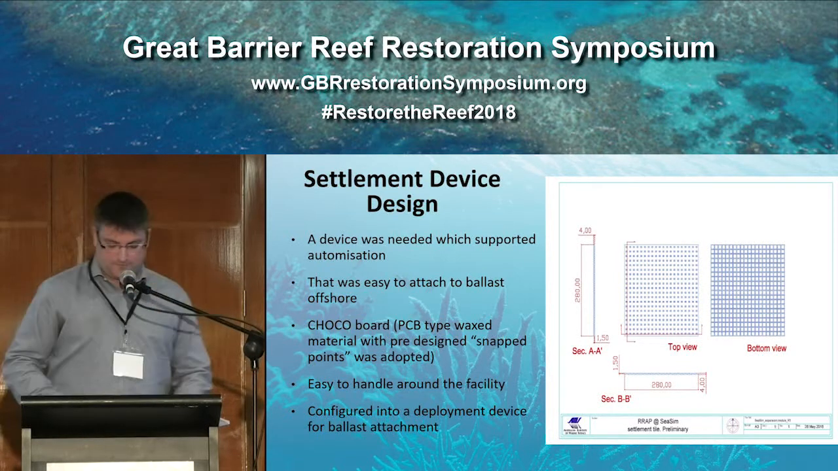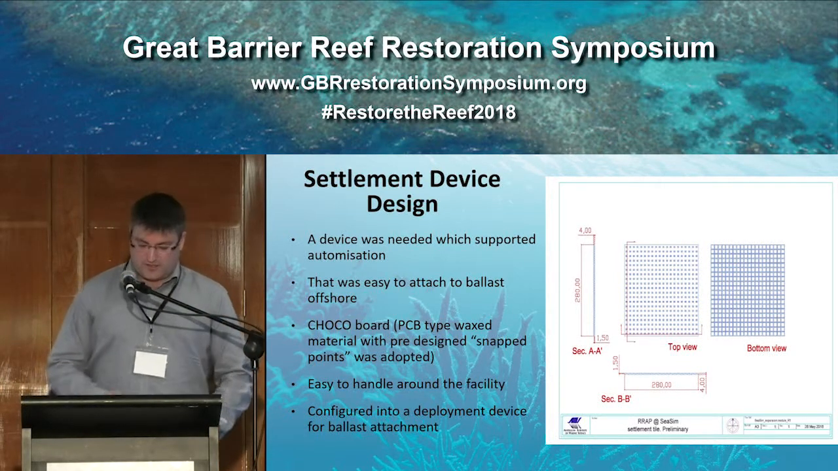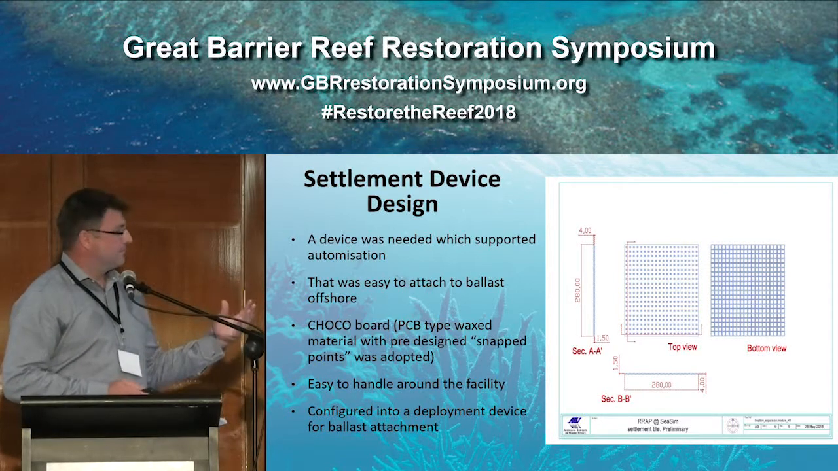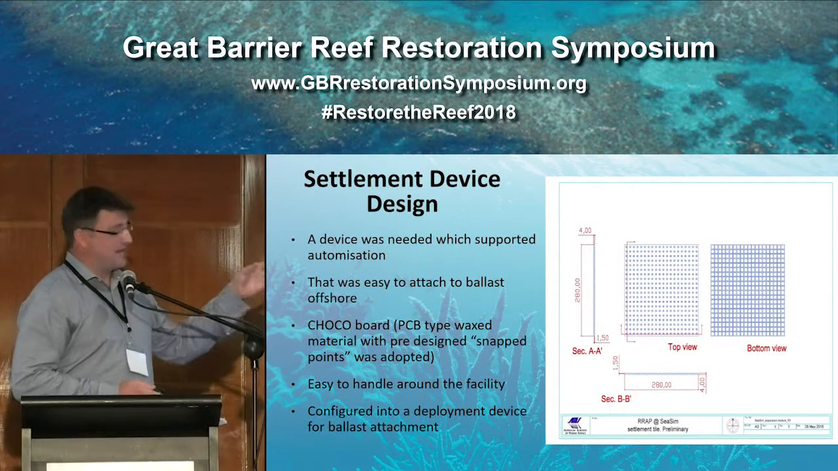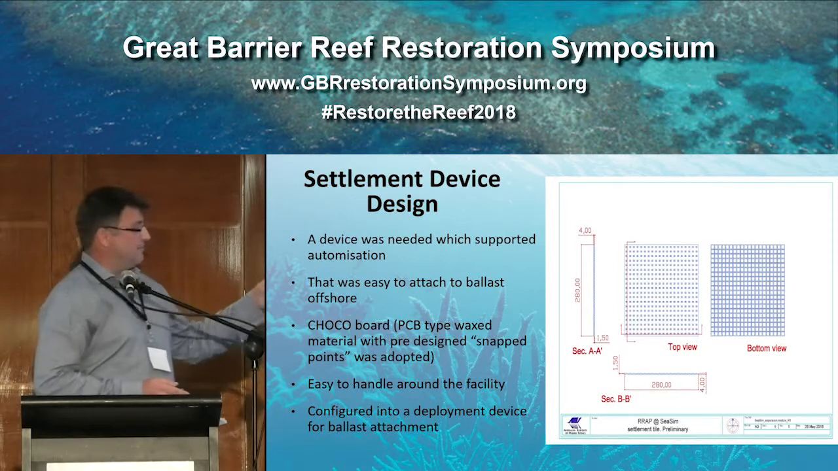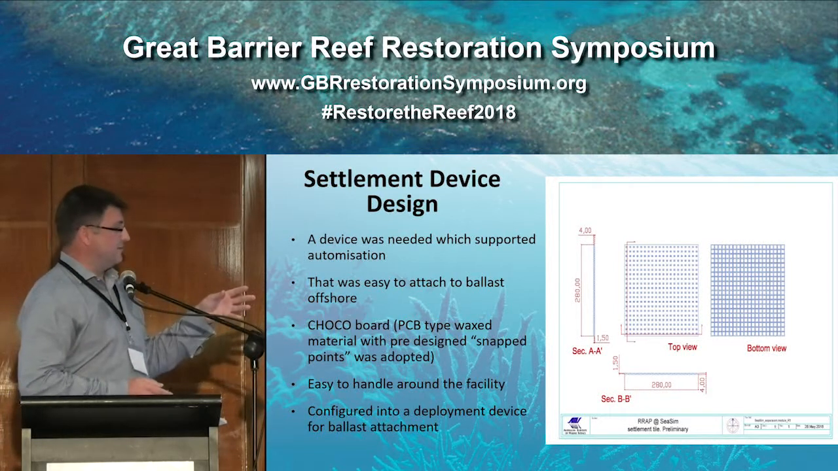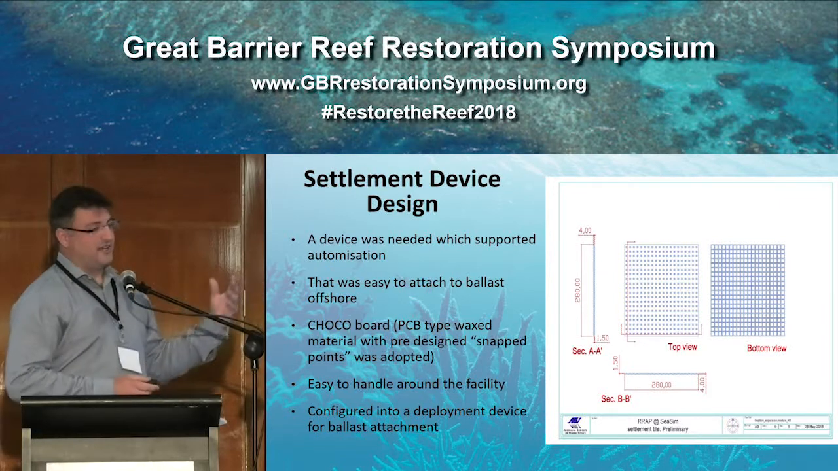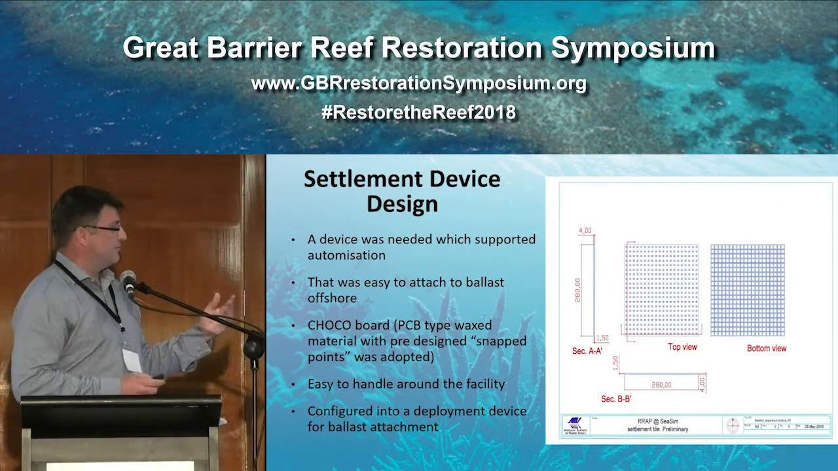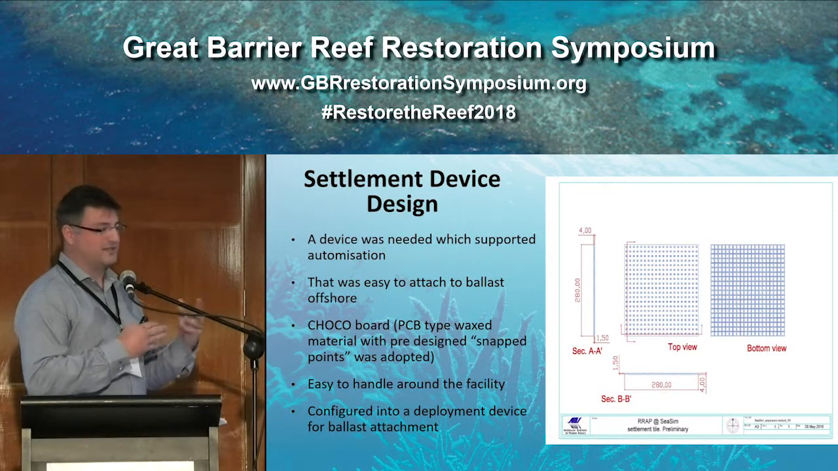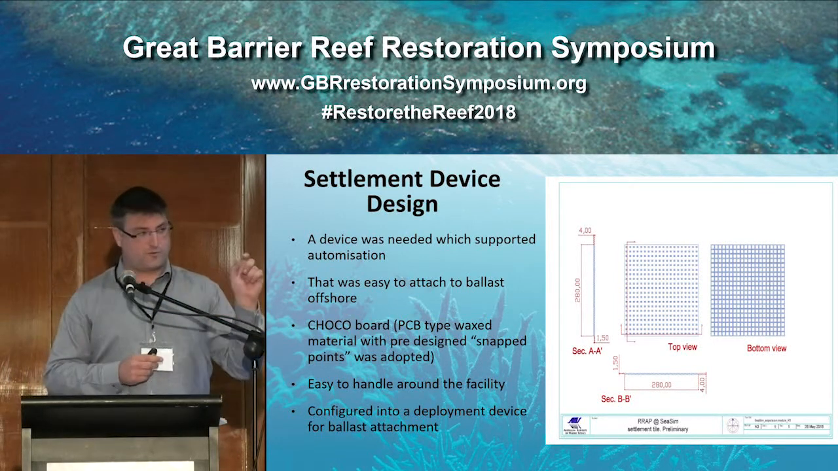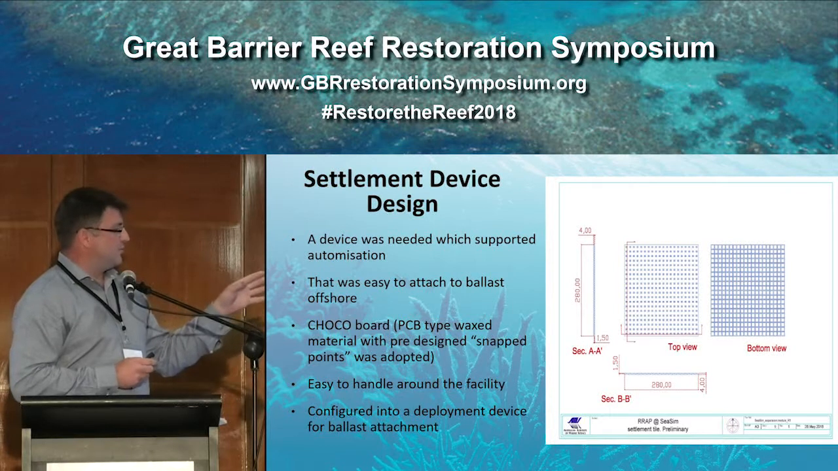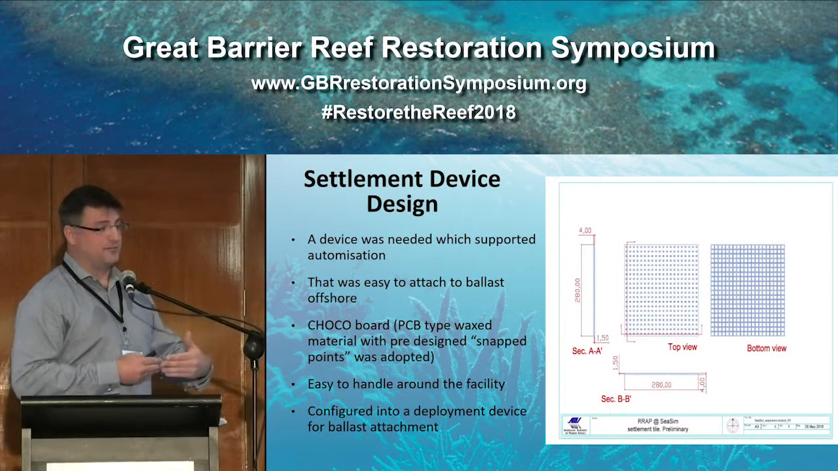Settlement device design. This was important because we needed to work out a way that it could be automated. And Andre at AIMS came up with this idea, and it's the one we've run with in the concept. This is effectively what we've been calling a choco board, which is a PCB type design, but it's ceramic. And they're 14mm by 14mm squares. And these boards would be laid on the settlement tanks.